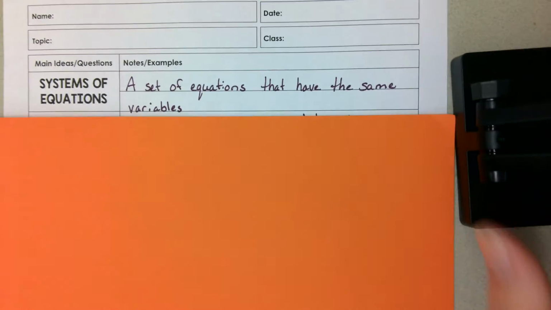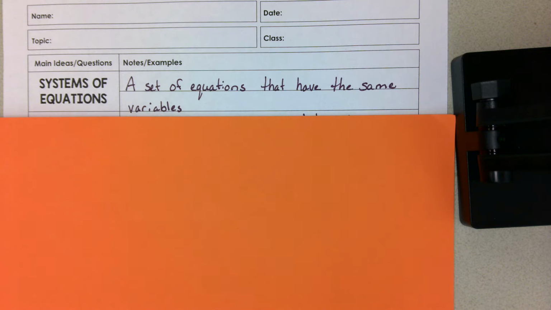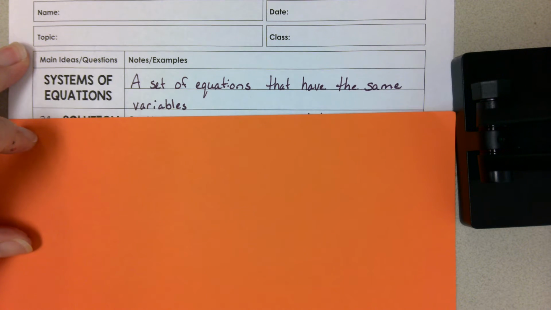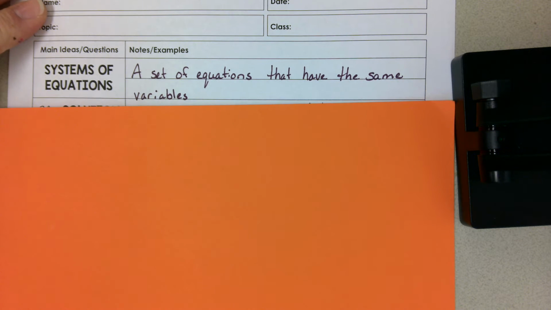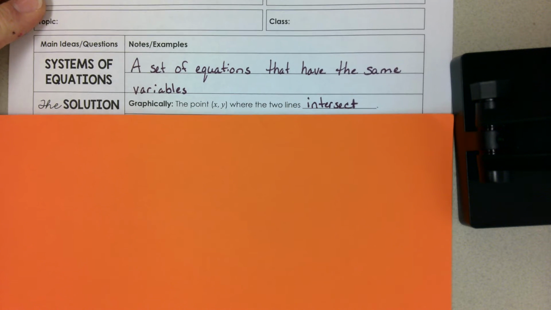All right, everybody. Today we're going to look at systems of equations. We have been looking at lines and graphs. Today we're going to look at systems. A system is a set of equations that have the same variables. A set means more than one, right?